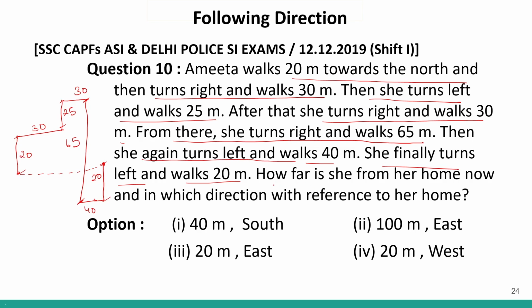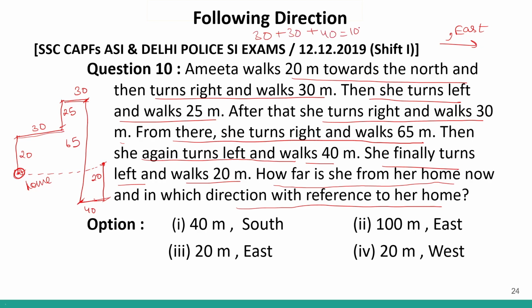Okay. We have to find out how far is she from her home now. So home now, this was the initial position. This is the home, right? And in which direction with reference to her home. So with reference to her home, definitely she is in the east direction. And the distance will be how much? The distance will be 30 plus 30 plus 40. So 30 plus 30, 60 plus 40, 100. So she is 100 meter towards the east from the initial position, which was her home. So answer will be option number 2, 100 meter east.